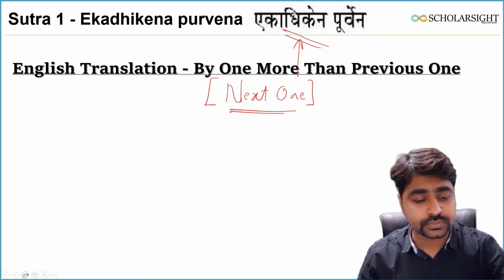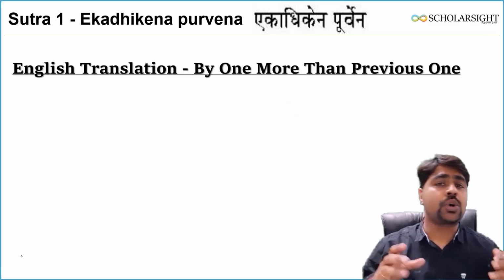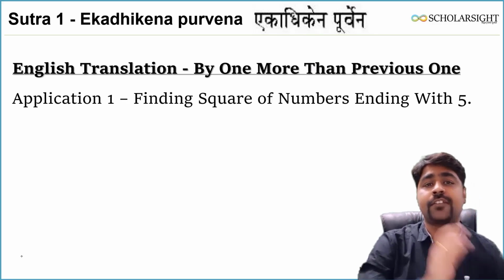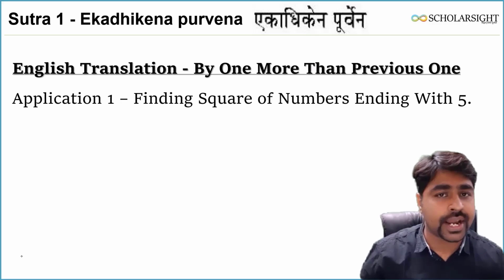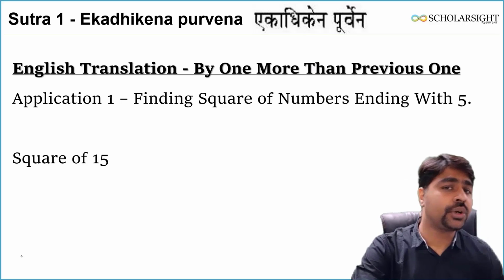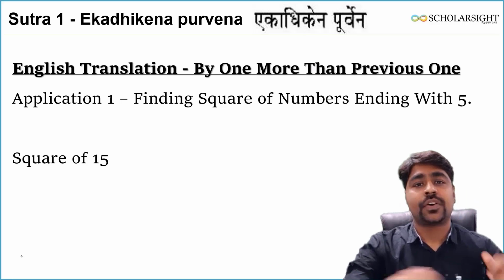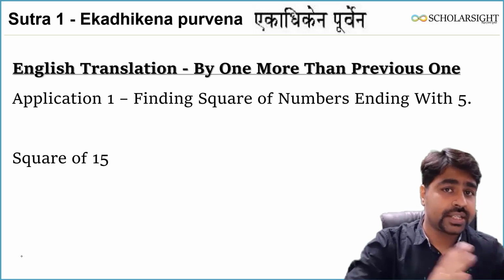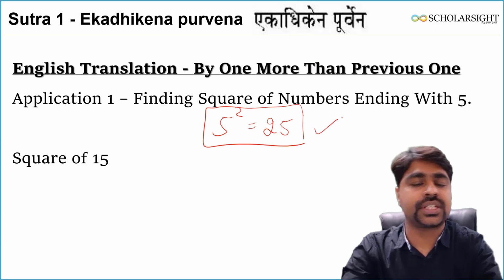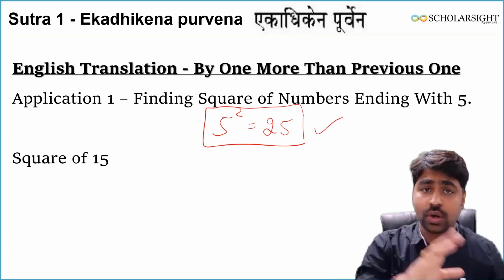And now you must be thinking how to apply it. The first application of this is finding the squares of any number ending with 5. For example, if I need to find the square of 15, all you need to know already is the square of 5. The square of 5 is 25. I am very sure most of you already know this much.